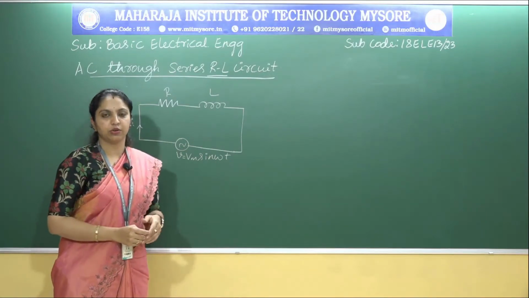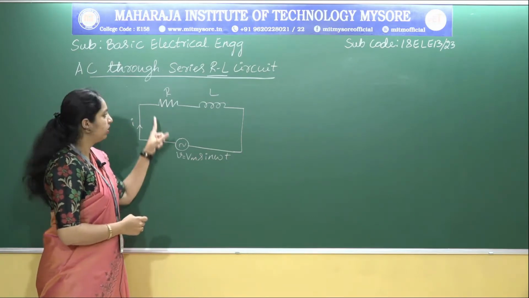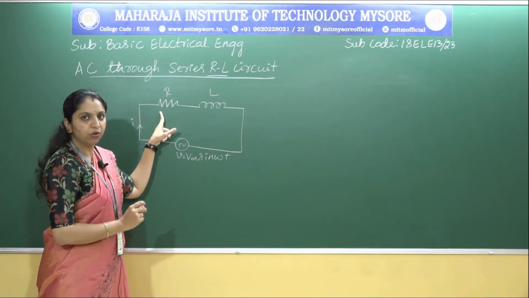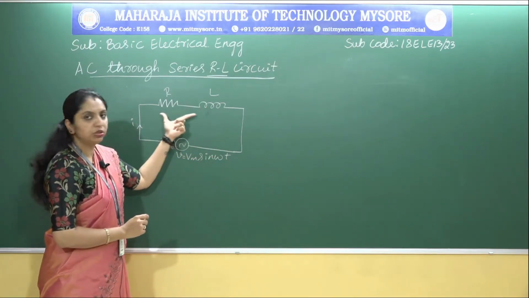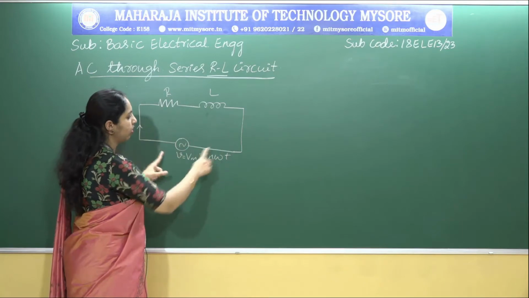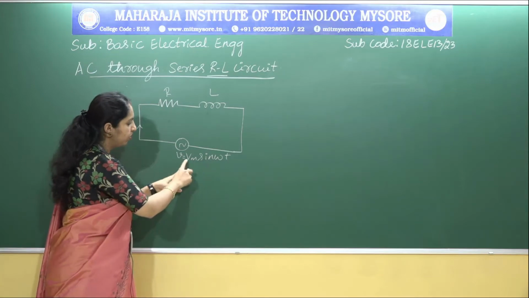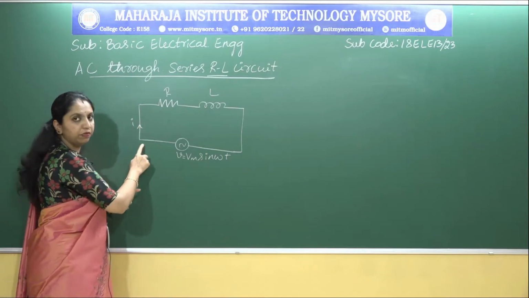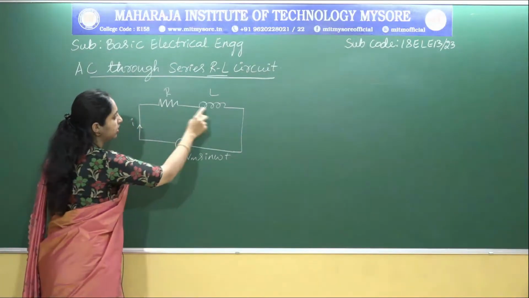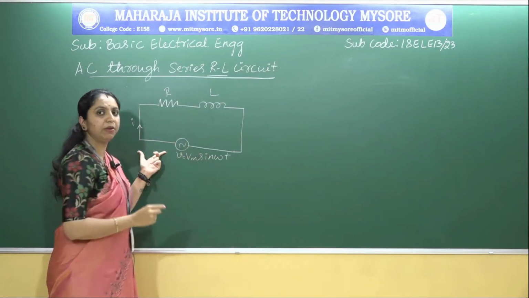So, series RL circuit. Look at this figure, look at this circuit. This circuit consists of a pure resistance of R ohms connected in series with a pure inductance of L henries. These two components are connected in series across the supply voltage V, where V is equal to Vm sin omega t. The same current flows through the resistance and the inductance.